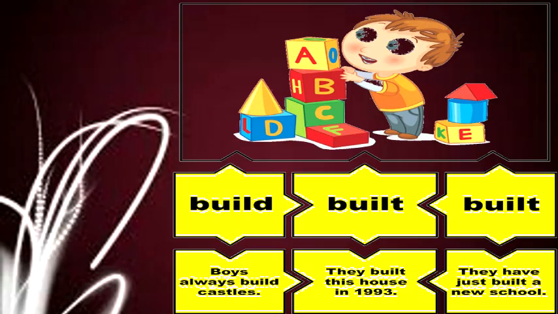They built this house in 1993. The third form is also built. They have just built a new school. This is the sentence in present perfect tense. The second form was used in the sentence using past tense. They built this house in 1993. So the three forms which you should know is build, built, built.